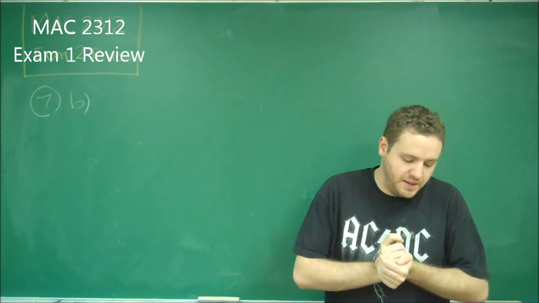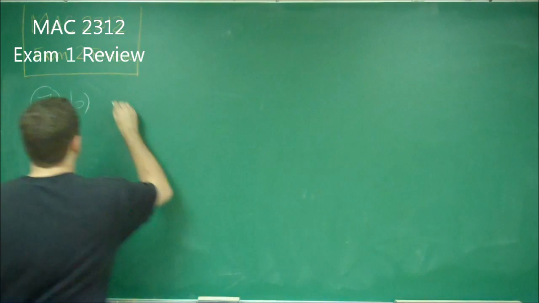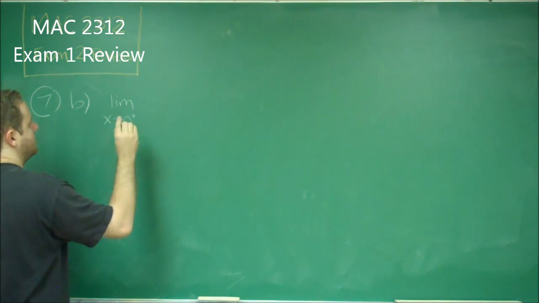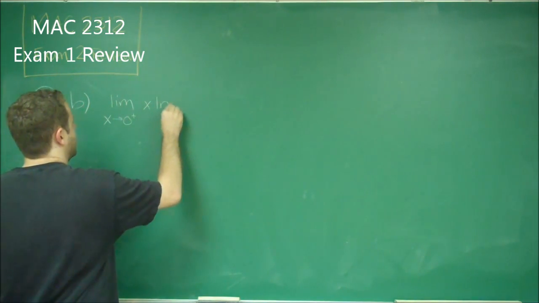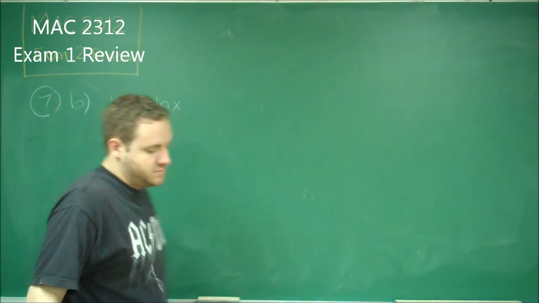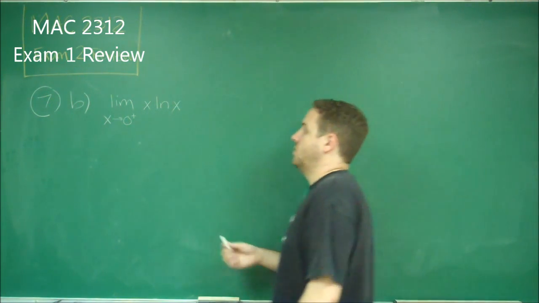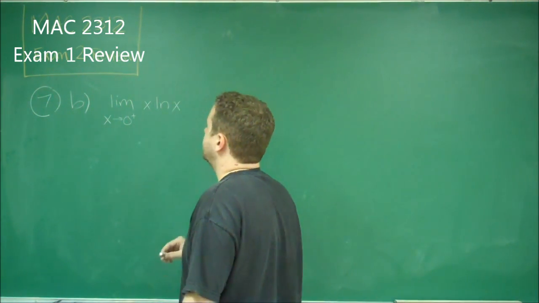Finally for 7b, we have a problem where we're taking the limit as x approaches 0 from the right of the function x ln x. So first you want to just test, is this indeterminate? We're getting 0 times negative infinity.